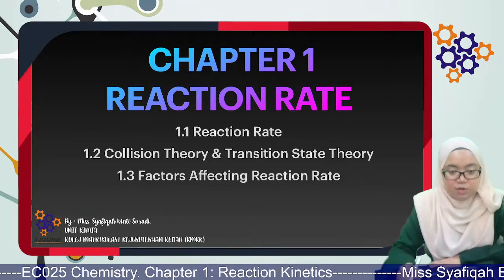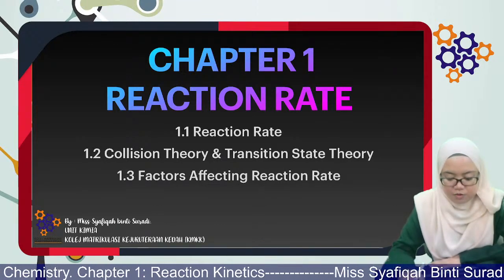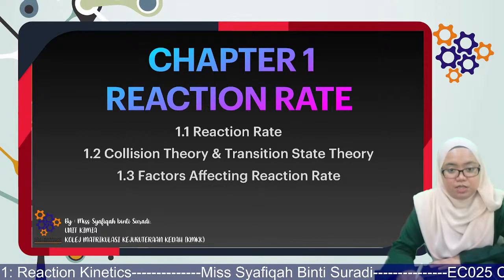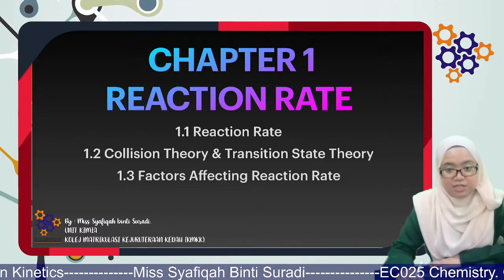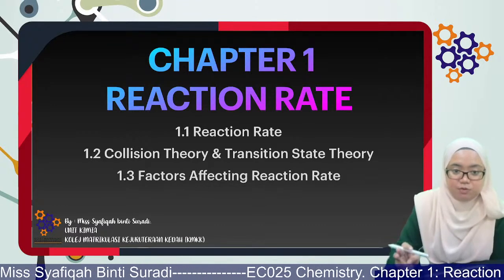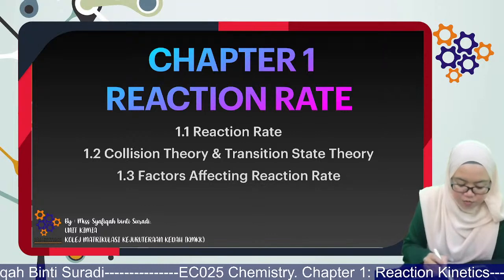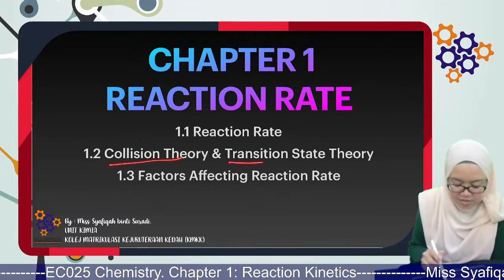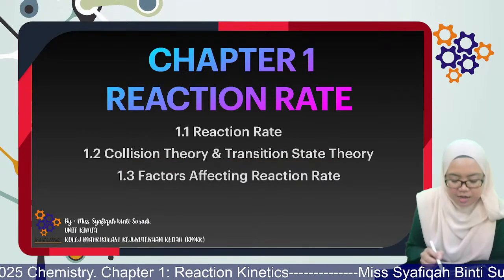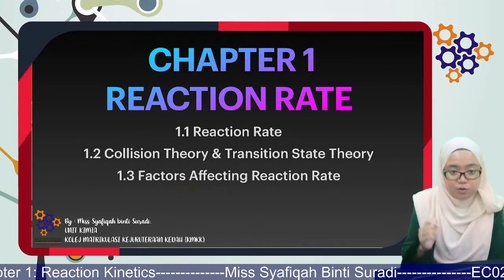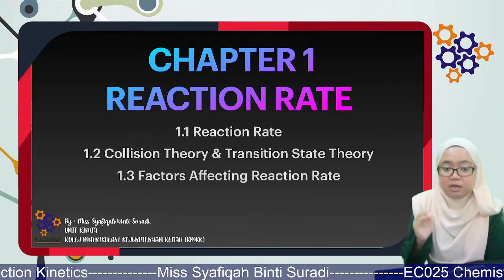Okay, so today we are going into our first lecture for this semester for chapter 1, which is reaction kinetics. In this chapter we have three subtopics. The first one is reaction rate, and then the second one is collision theory and transition state theory. And then the third subtopic is factors affecting reaction rate, and we are going into all of these subtopics today.